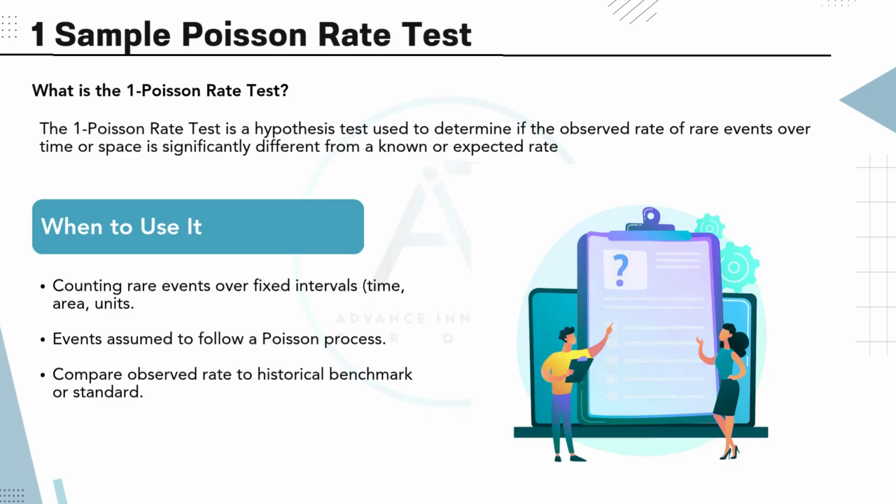This test is ideal when you're counting rare events, like machine breakdowns, error messages, defects, etc., over a fixed interval such as time, space, area, or units. The assumption here is that these events follow a Poisson distribution, which models the occurrence of events that happen independently and at a constant average rate. A common use case is to compare the current performance to a historical benchmark.